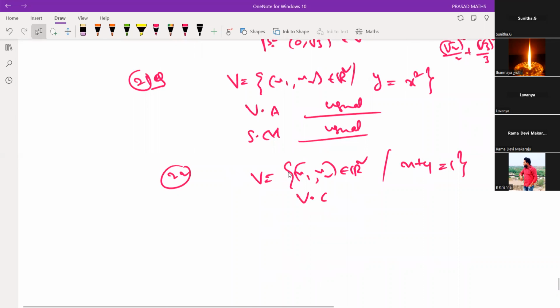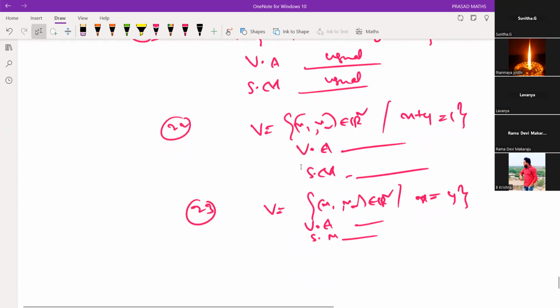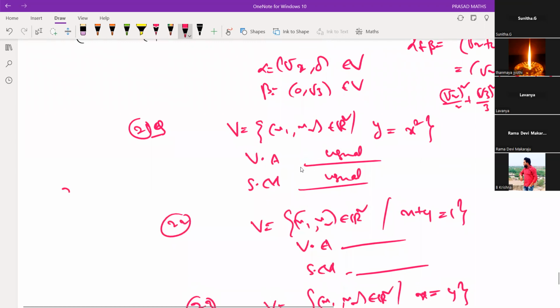So vector addition is usual. Scalar multiplication is same. Question, is it a vector space? Suppose you take this set of all ordered pairs such that it is a line passing through the origin, like x equals y. Vector addition is same, scalar multiplication is same. Is it a vector space? Right? Suppose you take this 25: V is equal to the set of all ordered pairs such that x by y equals 1.